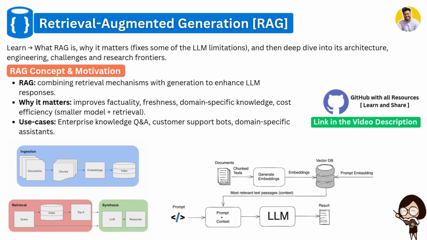Start with RAG, so focus on the RAG concept, its motivation, where it actually came from and what it actually does to the large language model. Learn about combining the retrieval mechanism with generation to enhance the large language model responses, and why RAG matters and how it actually improves the factuality, the freshness of the responses, and the updating of new data as well. Domain specific knowledge, the cost efficiency, and how you can use it for enterprises or big companies, Q&A chatbots or customer support bots as well.